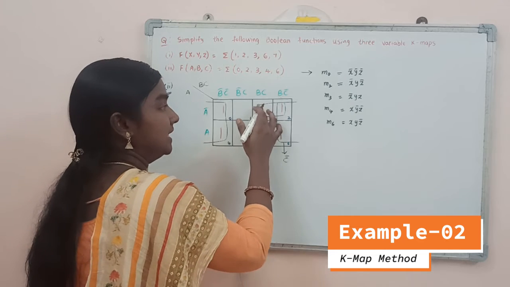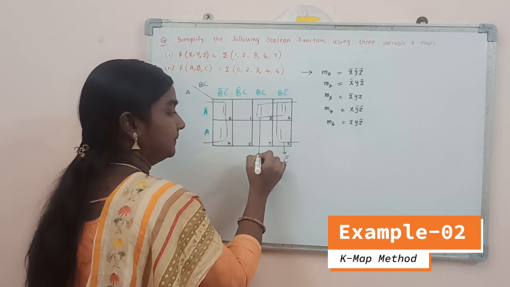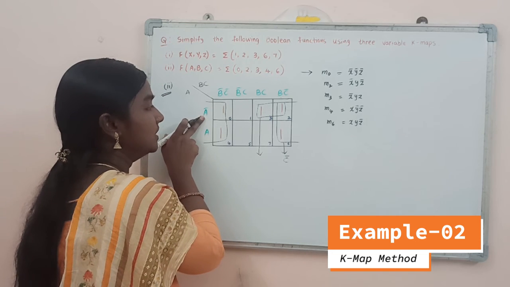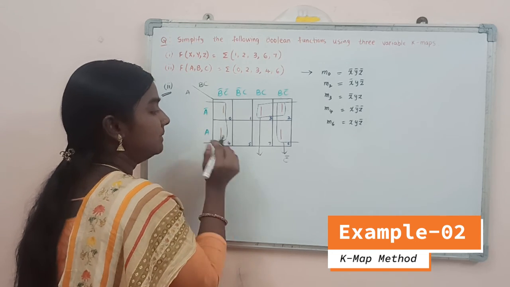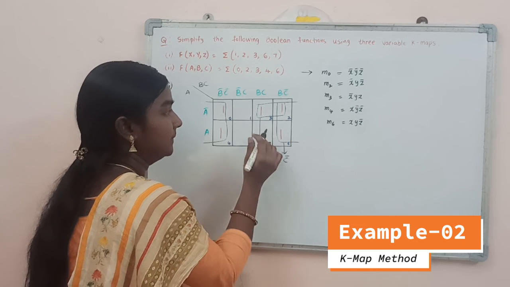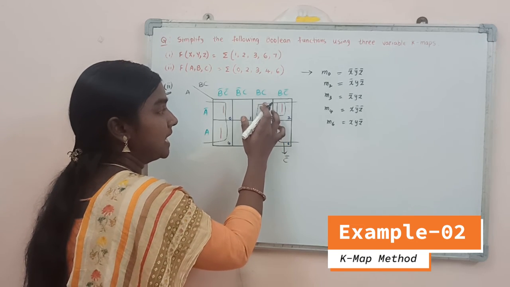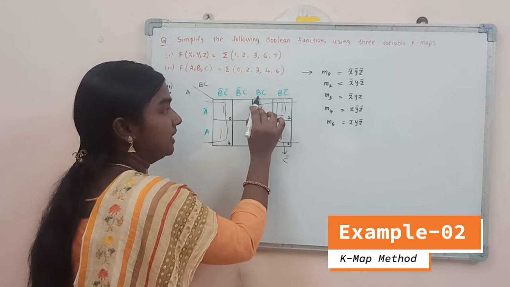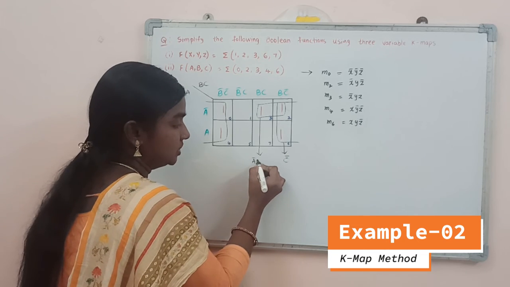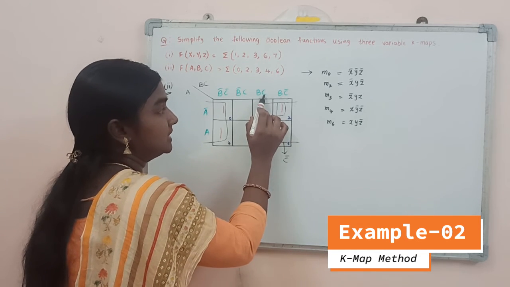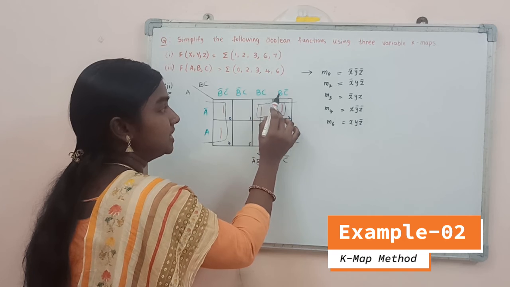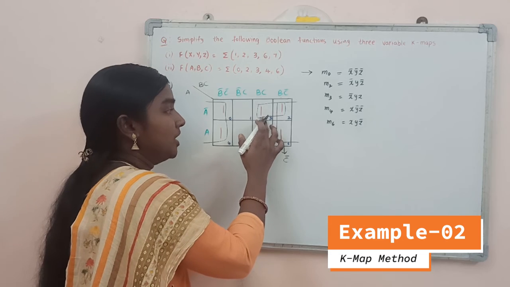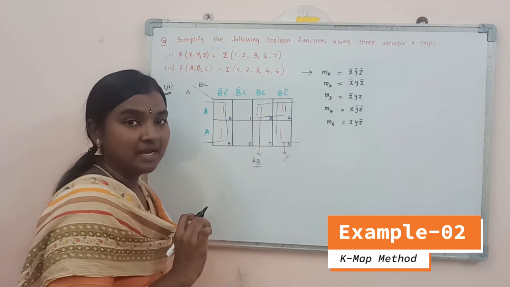And by considering another group here, in this group, the two ones are in only the first row and the A bar variable will be common. So write it down here. And these two ones are in the third column and fourth column. So here, if we observe, the B variable will be common. So write here. And if we observe the C variable, it is changing from C to C bar. So it will be equal to 1. And the product term for this group will be A bar and B.